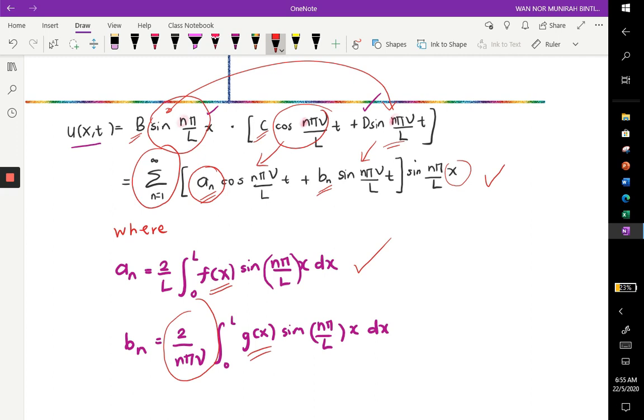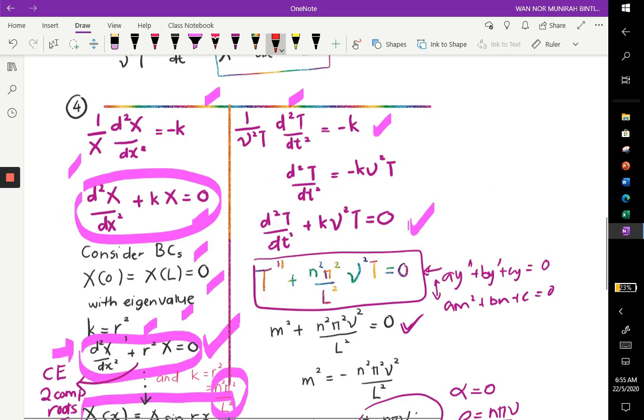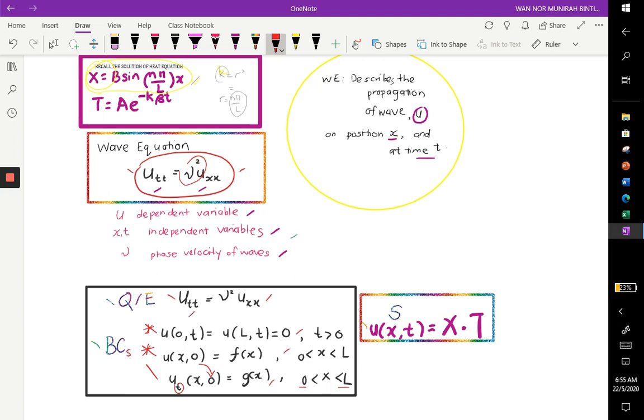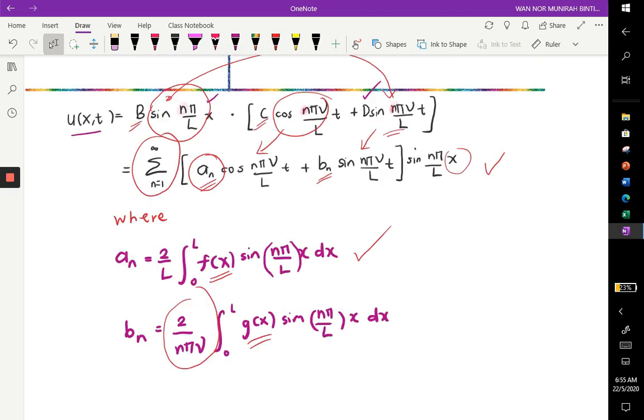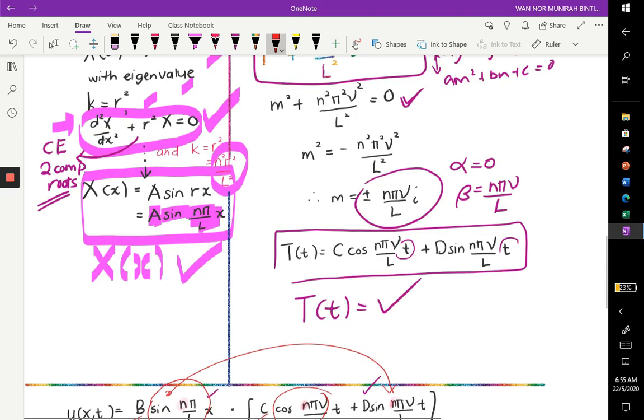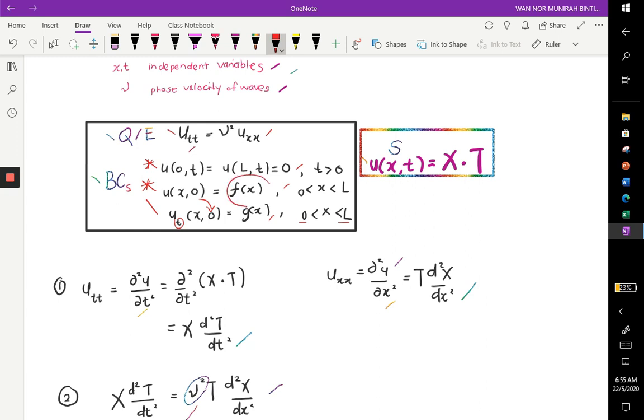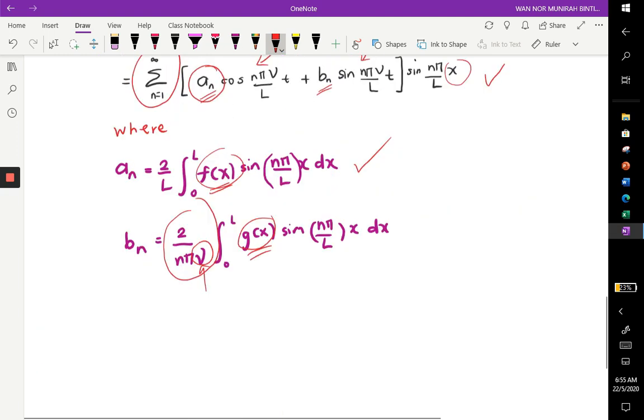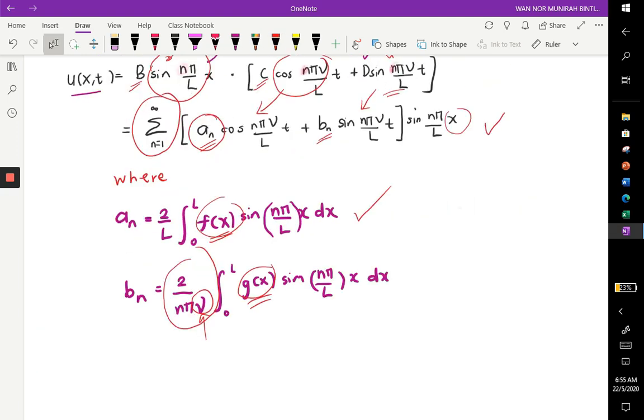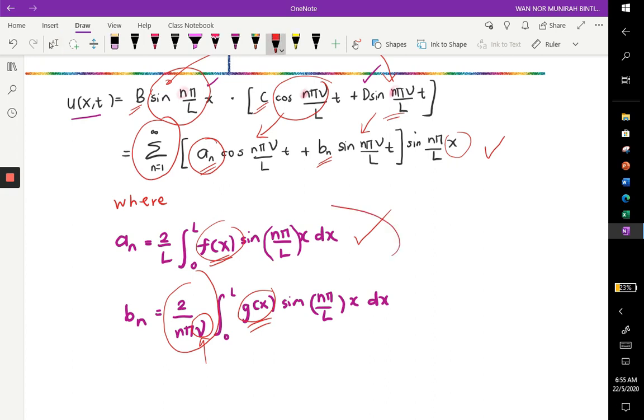From the question, we know that the standard equation has nu squared. But when you want to find bn, it just requires nu. So you must take the square root of nu squared and then put it here. What is g(x) and what is f(x)? g(x) and f(x) can be found from your boundary conditions. Plug them into your integral as the integrand, and you get the solution of an and bn, and only then you plug in here.